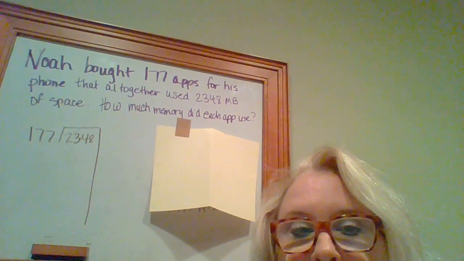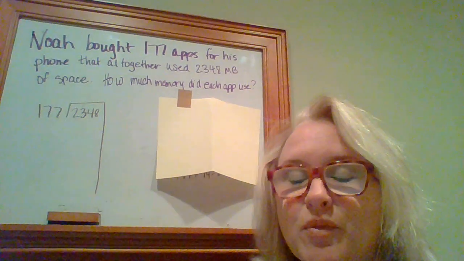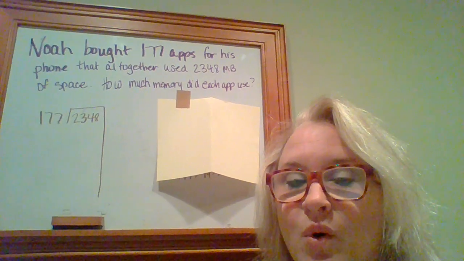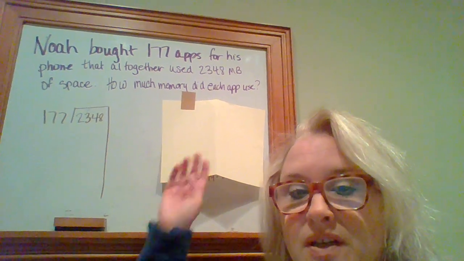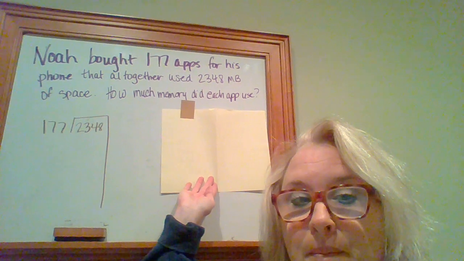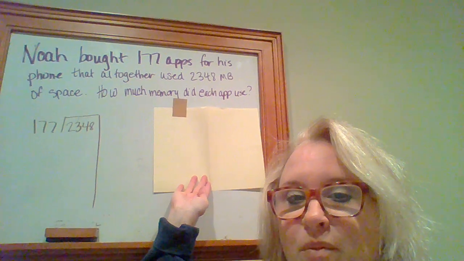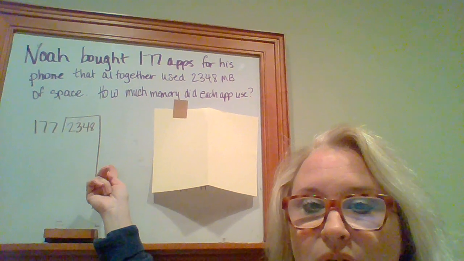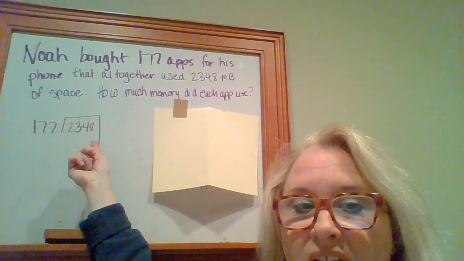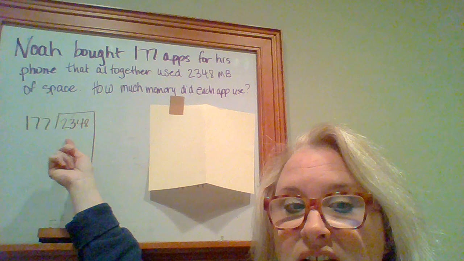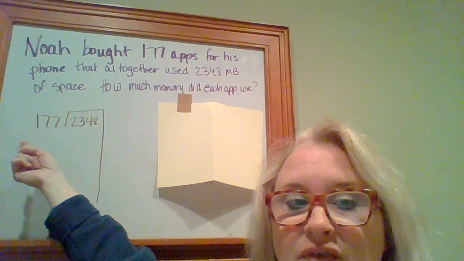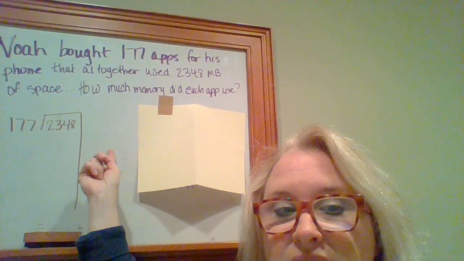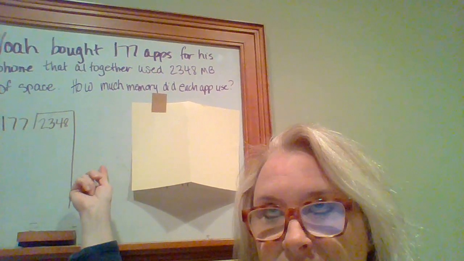Okay, our next problem is a word problem or story problem. Noah bought 177 apps for his phone that altogether use 2,348 megabytes of space. How much memory did each app use? Well, we have to start with setting up our big 7. We know 2,348 is a larger number, so that is our dividend on this problem, and our divisor is 177. Begin by building your multiplication tower with 10.